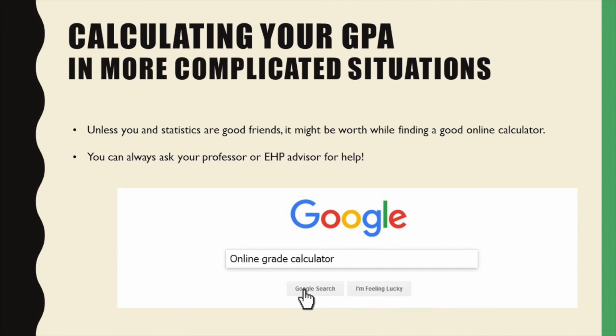Unless you consider yourself someone who is very good at statistics, my best advice for finding weighted GPAs is to search for an online grade calculator. There are plenty out there, so do some research and find the one that works best for you. You can always come in and ask an EHP advisor if you can't find one.